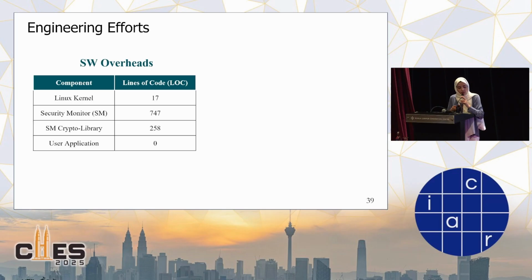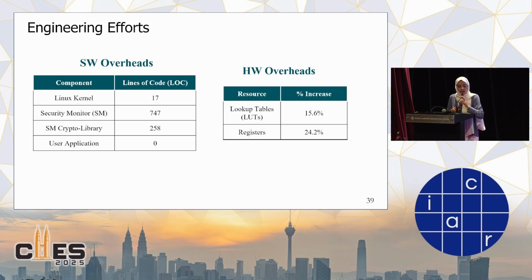The security monitor crypto library is responsible for extracting the hashes and the keys, and also for the integrity verification at page faults. An important thing to note here is that we do not require any modifications or addition of code to the user applications, which makes Tesla transparent to legacy applications. In terms of hardware, Tesla adds around 12% increase in the number of LUTs and 24% increase in the number of registers.